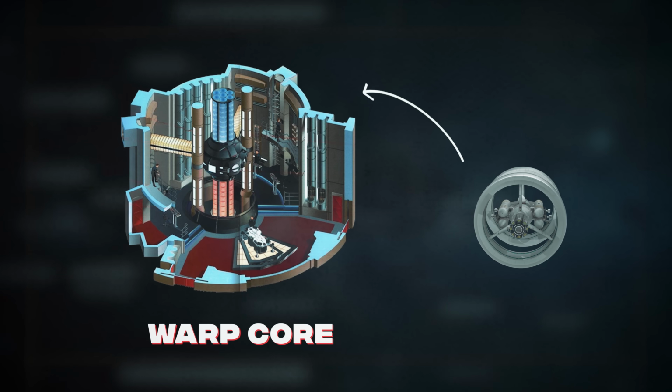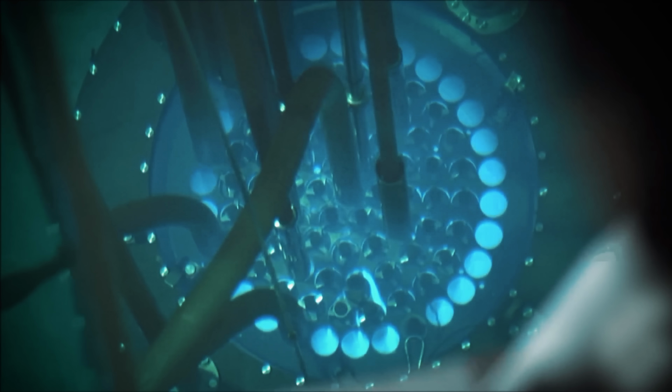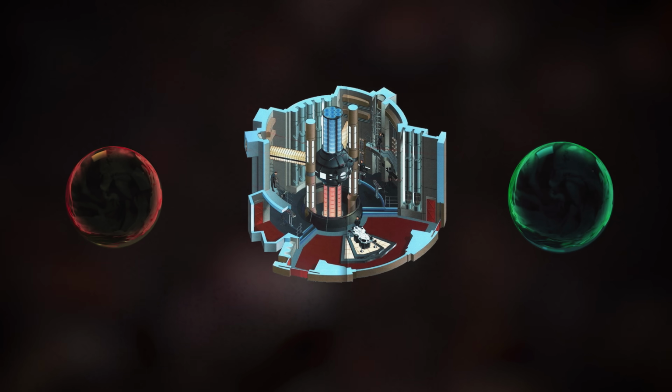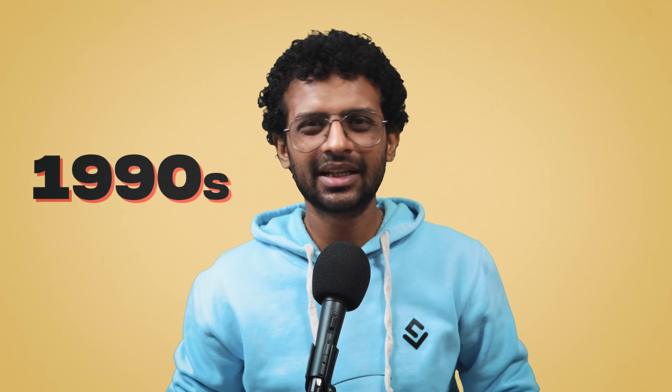To generate enough energy for the propulsion of the ship and warping the space around it, the spaceship has a warp core, similar to the core that we have in a nuclear reactor. But in this warp core, matter and antimatter are allowed to collide at high speeds to produce a huge amount of energy. Until the 1990s, this warp drive was just a fictional concept.